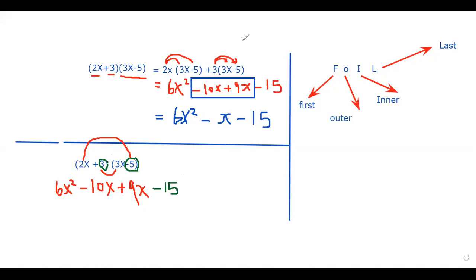Then, do we have any like terms in this expression now? Yes. Where? Negative 10x and 9x. So the answer in the end will be 6x to the power of 2, and we simplify negative 10x plus 9x, which is negative x, minus 15.